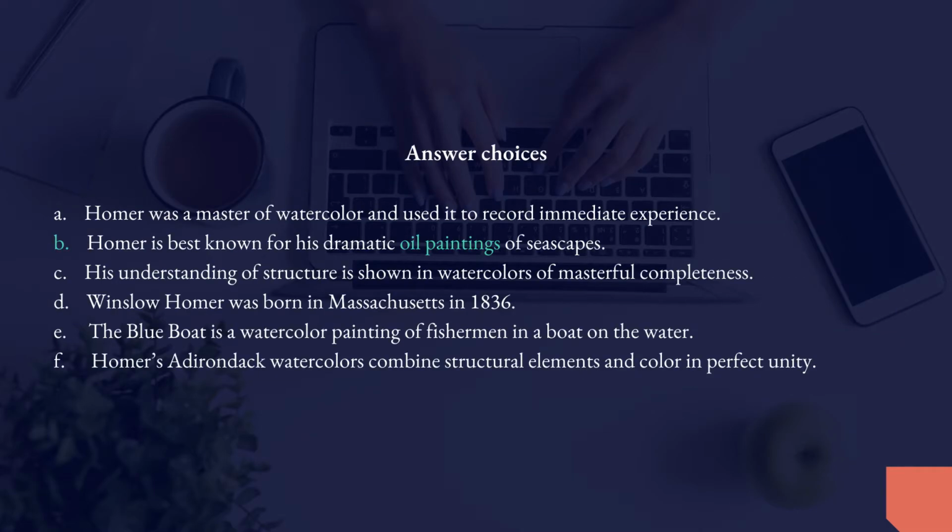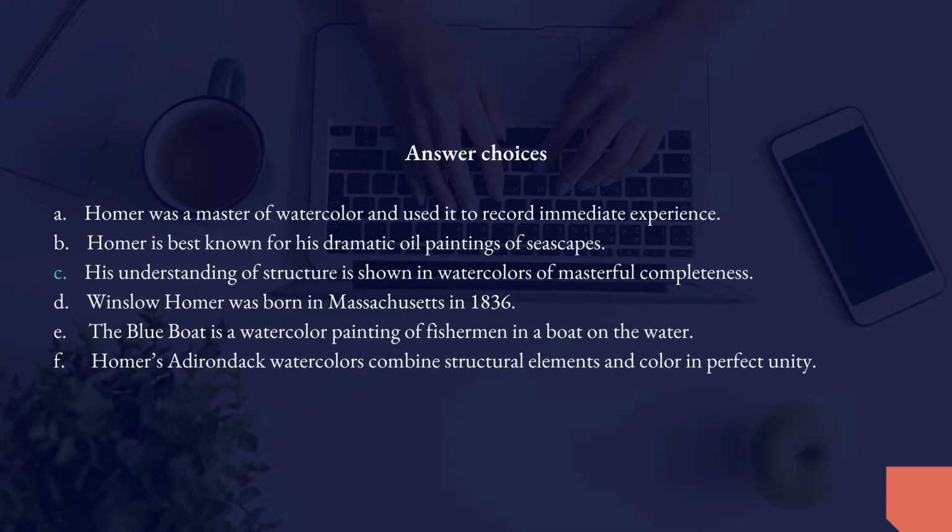B says Hammer is best known for his dramatic oil paintings of seascapes. First, it says seascapes. It's narrowing it down into something particular. Second, it says oil paintings. See, this combination cannot be a main point. They could be minor points to support another point, but that's not what we're looking for. We're looking for main big ideas. So B, I'm not even gonna check the passage.